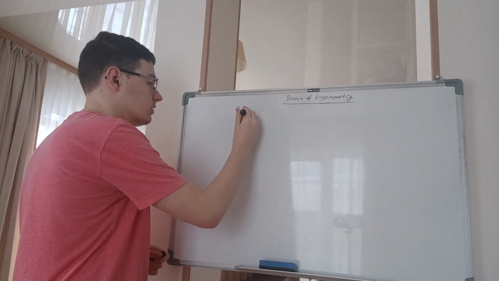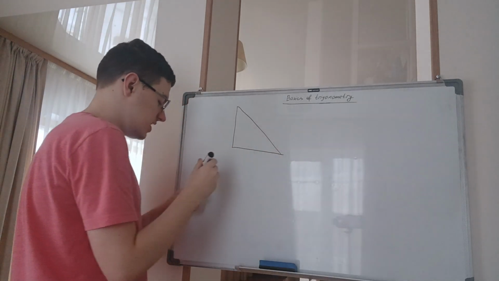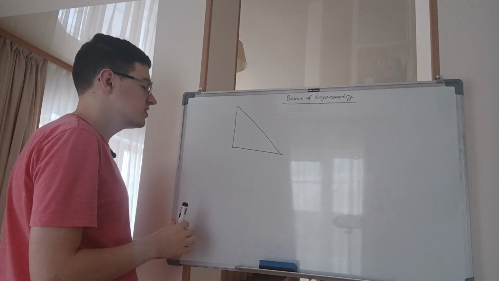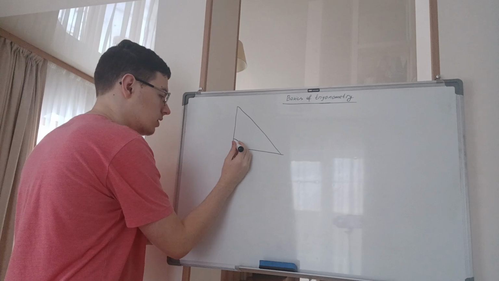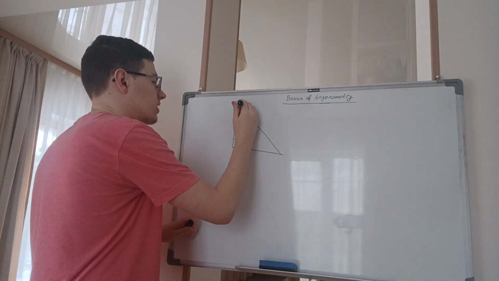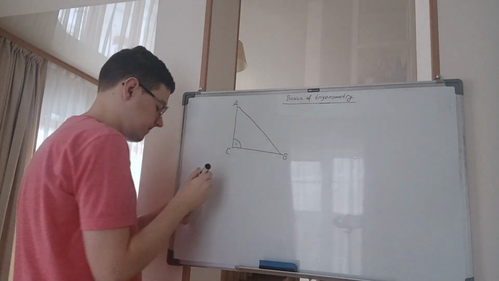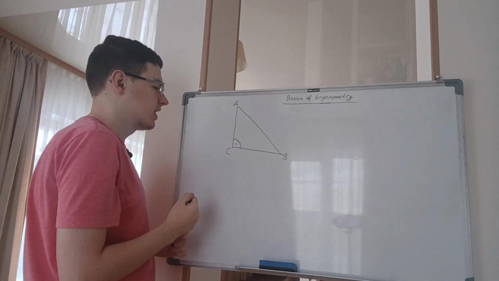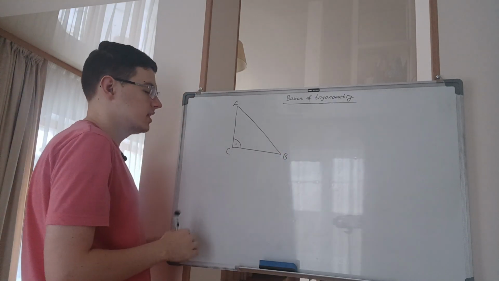So we have a triangle, and this triangle is right if one of its angles is 90 degrees. So, for instance, this angle will be 90 degrees. This triangle can be called right, and it is indeed called right. So let's name the vertices of this triangle A, B, C.